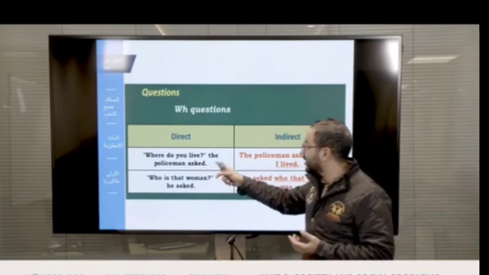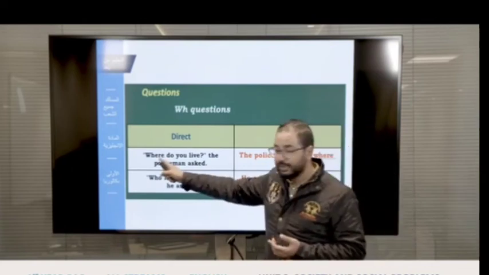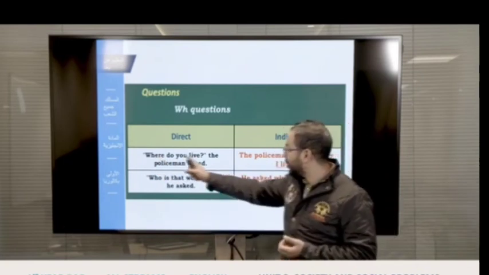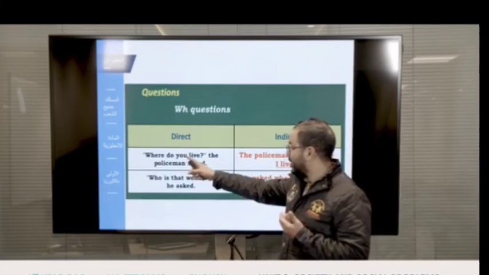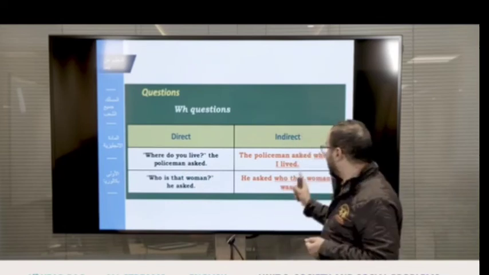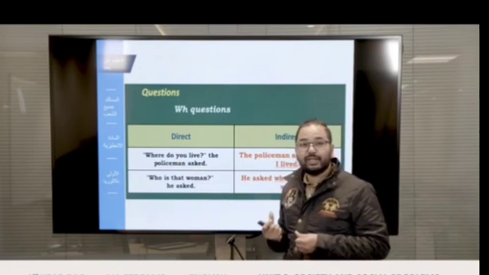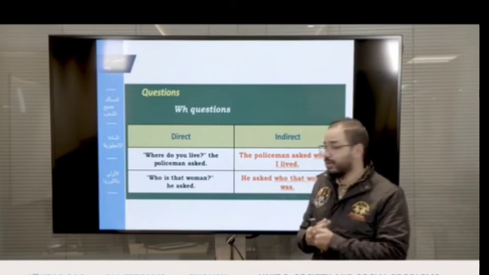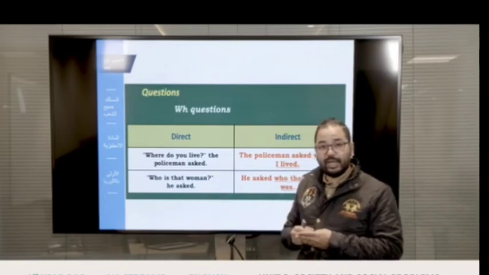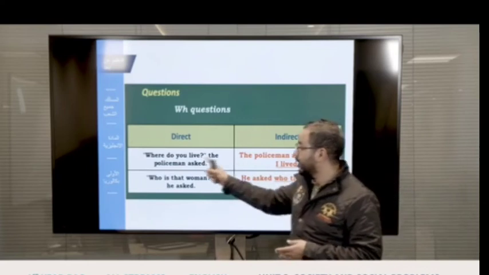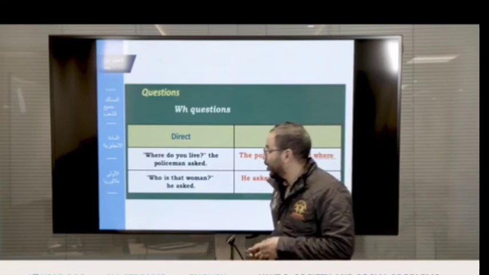So, where do you live? The policeman asked. So the policeman asked where, so we keep the question word, where I lived. So he asked me, so where I, you becomes I because he's talking to me, lived, present becomes past, and we remove do because it's the question form. We don't use the question form when you report a question, okay? So the question form is do you live? The affirmative form is you live, okay? So we change you to I because the policeman is talking to me, and we conjugate the verb live in the past.